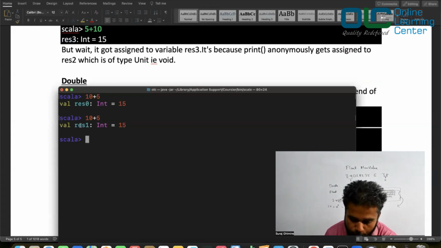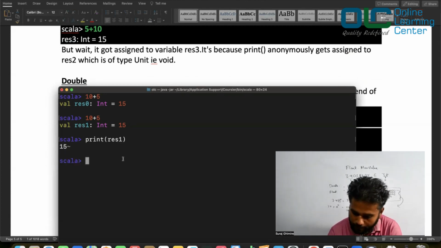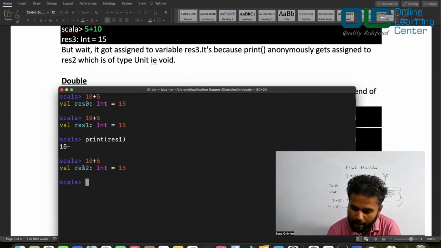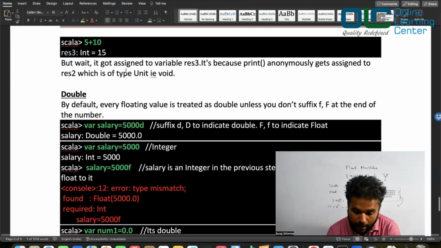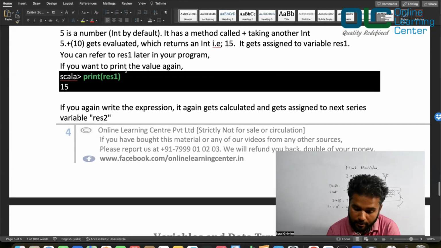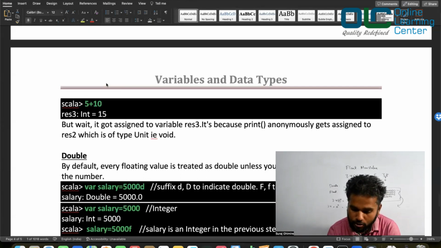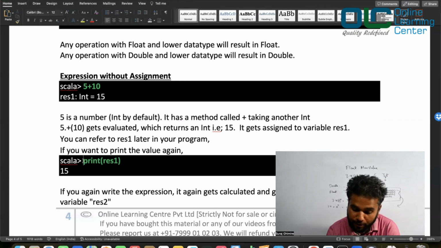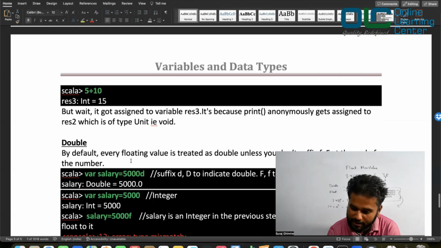Now also let's check one more thing. What if I want to print this res1? I'll say print res1. It printed 15. Let me again try 10 plus 5. Now in this case I got res0, res1 and res2. But in Scala's older version, what used to happen, this print method itself was getting assigned to another variable. The print method returns you unit, and that unit was assigned to a temporary variable. But that's not the case in Scala 3.